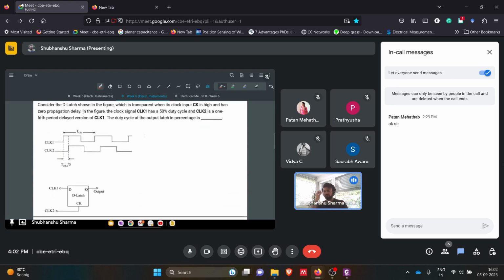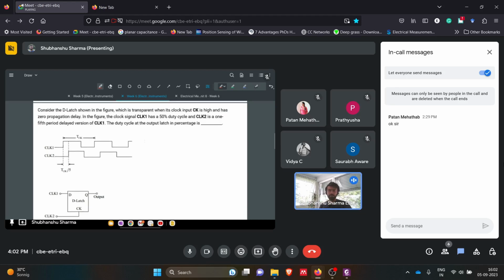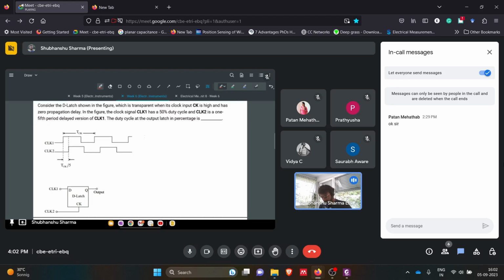So let's go to the more fun part, the flip-flops and all. We will see some interesting questions on flip-flops and digital circuits that I think you will also enjoy solving. So we'll start with the first question. D latch, T flip-flops, toggle, SR flip-flops, and counters you have read in your lectures. These questions will be just based on that, and they will be simple.